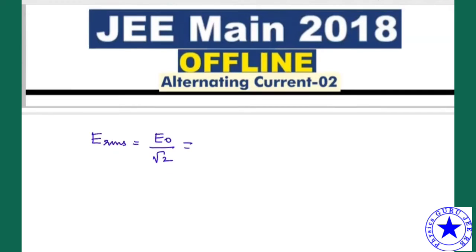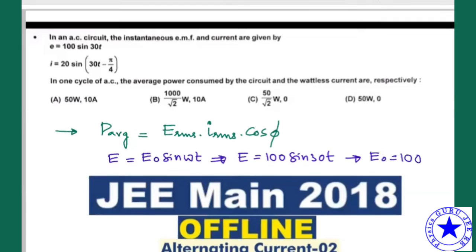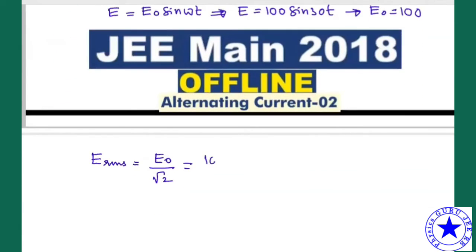So what is E naught? From the equation E is equal to E naught sine omega t, comparing it with E is equal to 100 sine 30t, we get E naught is equal to 100. So I can substitute E naught equal to 100 here. Now 100 divided by root 2 volts. Hope it is clear.